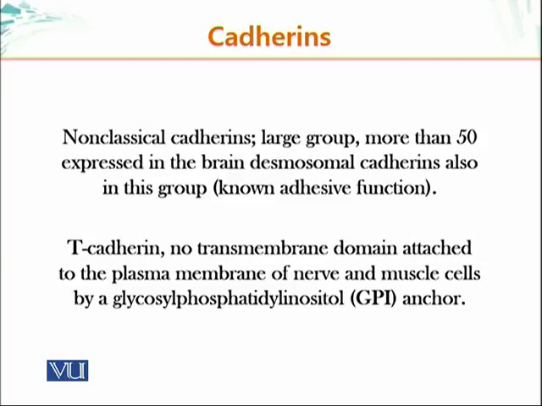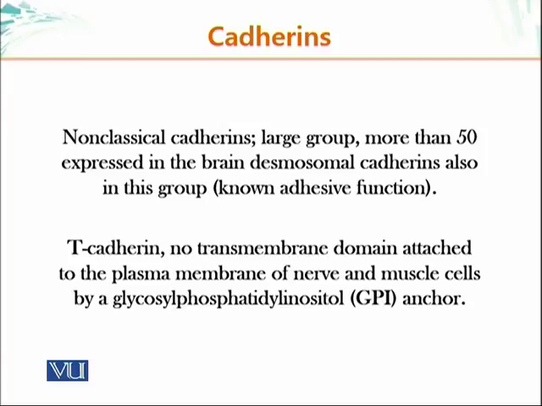Non-classical cadherins are another group of cadherin molecules. These are a large group of more than 50 cadherins. More than 50 of these non-classical cadherins, for example, are expressed in the brain. And also, when we were talking about desmosomes, we talked about desmogleins and desmocollins. Desmogleins and desmocollins also fall in this category of non-classical cadherins.